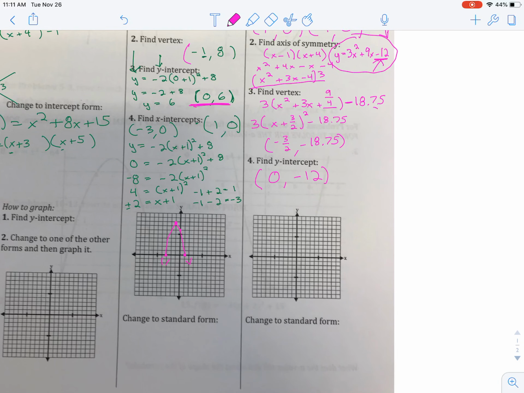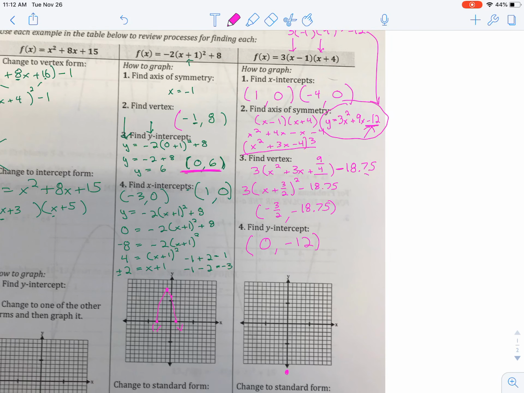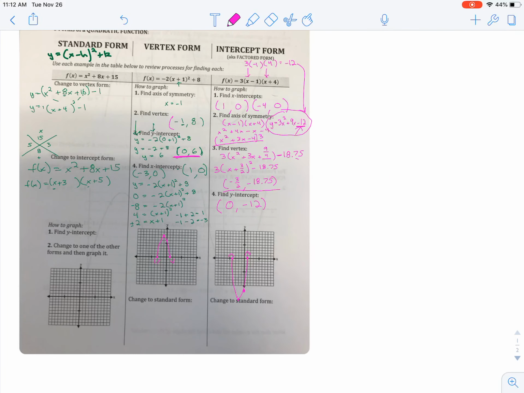And then we need to graph it. So we go 0, negative 12, which is off the chart. And then the x-intercepts in the beginning were 1, 0, and negative 4, 0. And then the vertex was negative 3 over 2, which is like negative 1.5, and down 18.75, which is also off the graph. And then it comes up like this. And that is one hard problem, okay? So that is the first page of the study guide.